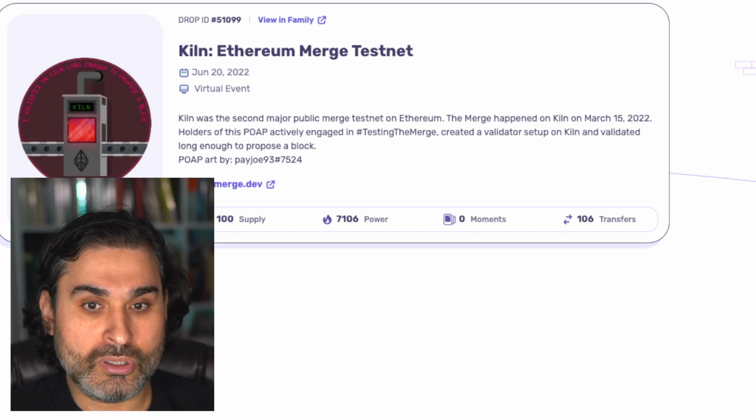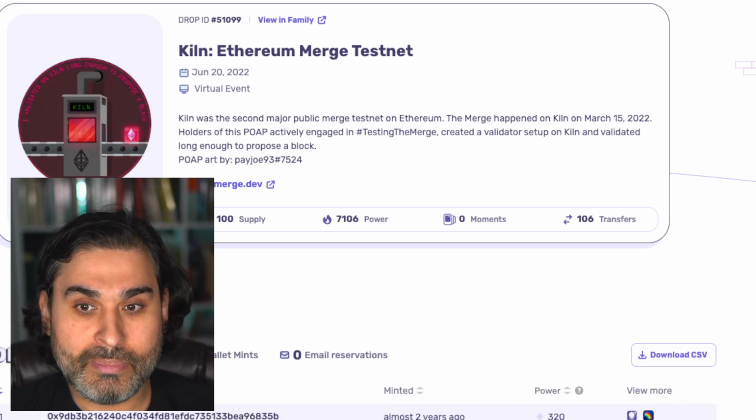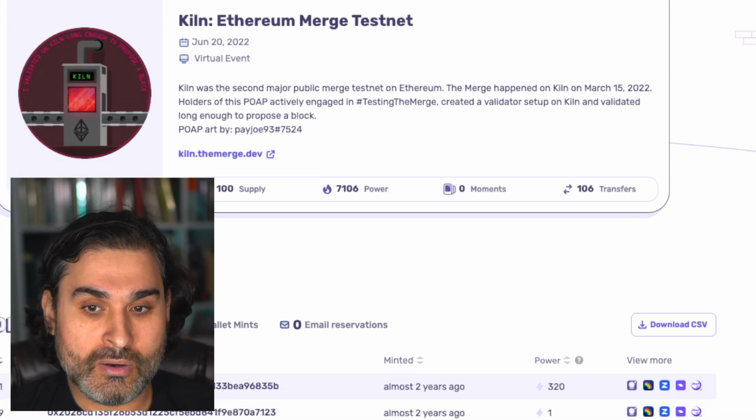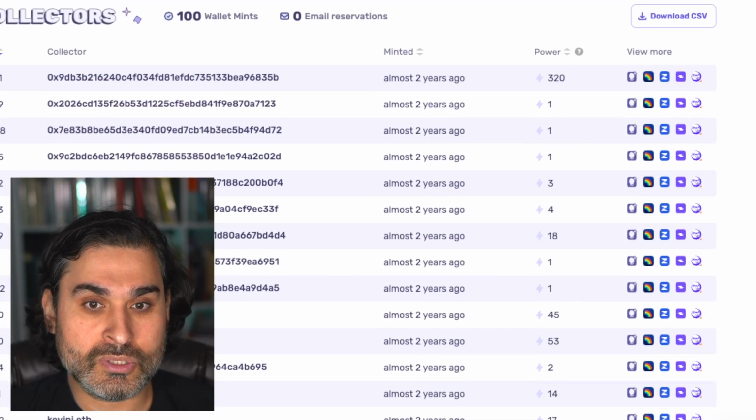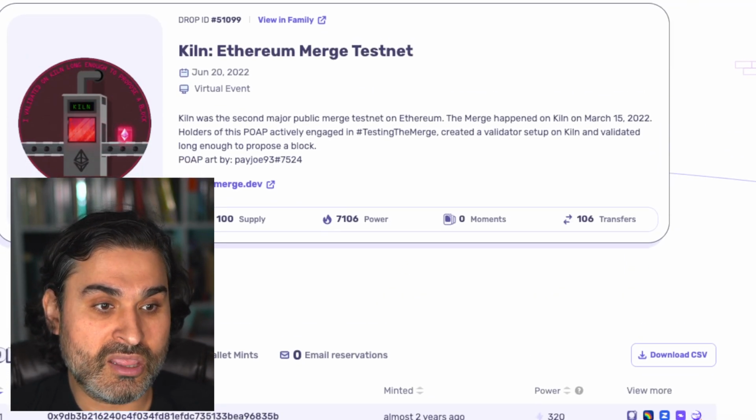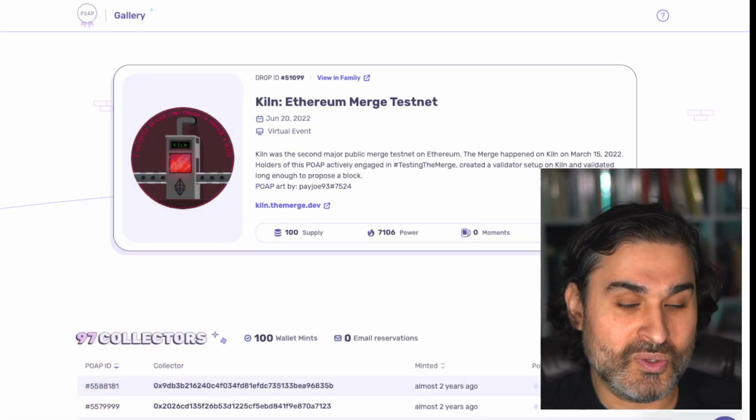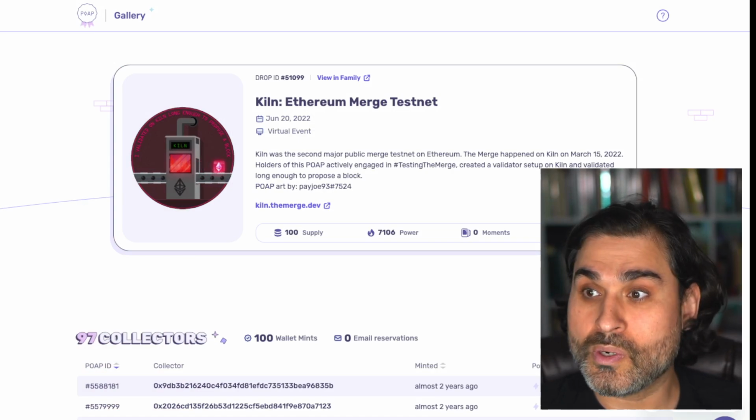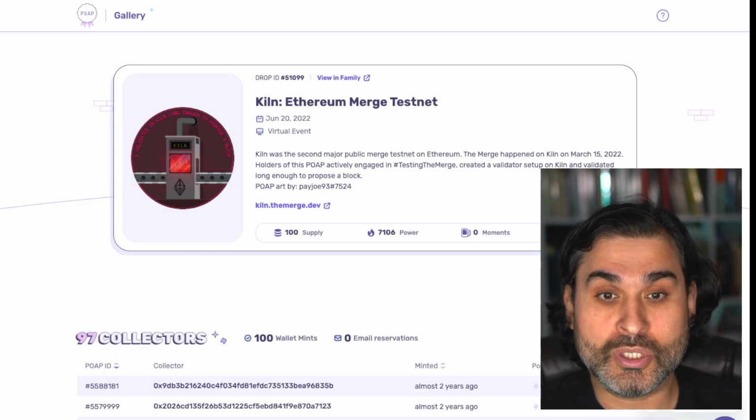And the people who got this POAP were the people who got the RPL. So this was a POAP for the Kiln Ethereum merge testnet. This is going back a couple of years now, from June 20th, 2022. So yeah, 2 years pretty much exactly.